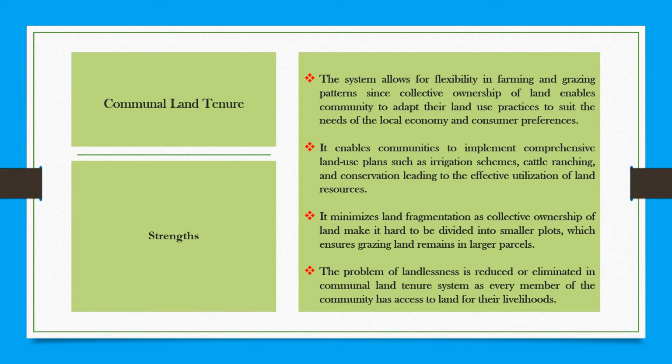The other advantage or the other strength of communal land tenure system is that it minimizes land fragmentation, as collective ownership of land makes it hard to be divided into smaller plots, which ensures grazing land remains in larger parcels.